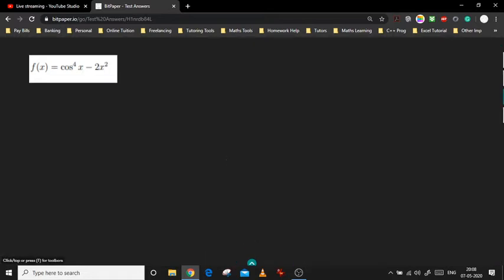Okay, here we go. We see that f of x is equal to cos power 4 x minus 2x squared. Okay, so it's a combination of both trigonometric function and algebraic function. Nevertheless, we don't see that we can apply the product rule. We just have to differentiate it normally.